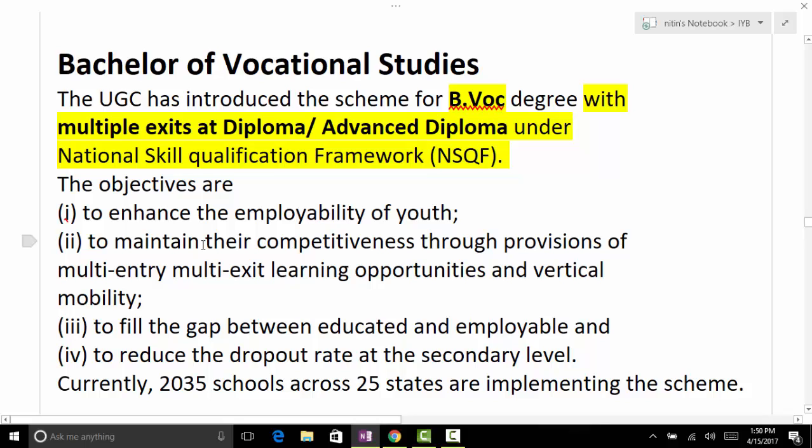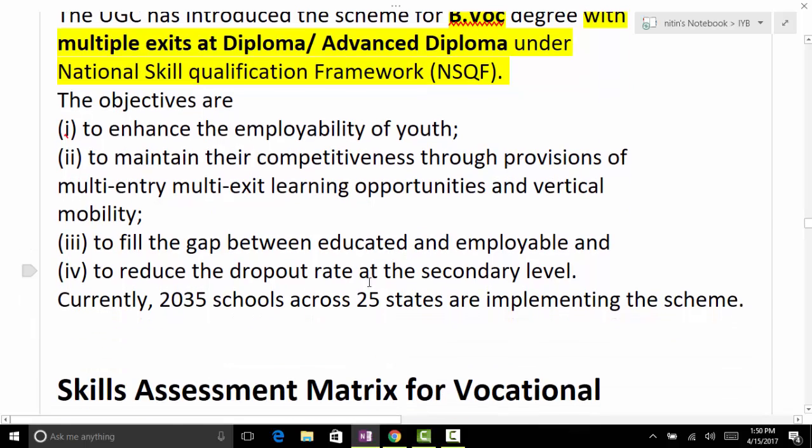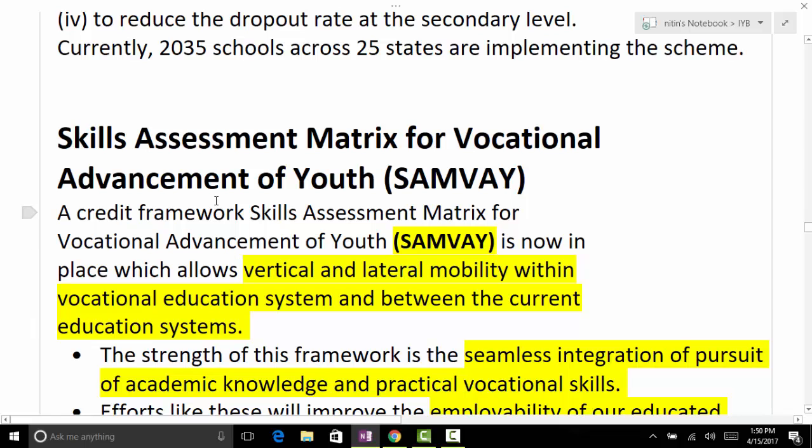So objectives you can see: employability of youth to be enhanced, maintain that competitiveness with the provisions of multiple entry, multiple exit, gap between educated and employable, reduce dropouts, that is devocational. Then SANKALP, remember the full form of SANKALP? Skill assessment matrix for vocational advancement of youth. There are many schemes of which you may need to remember their full forms as well so that you get to know what they stand for.